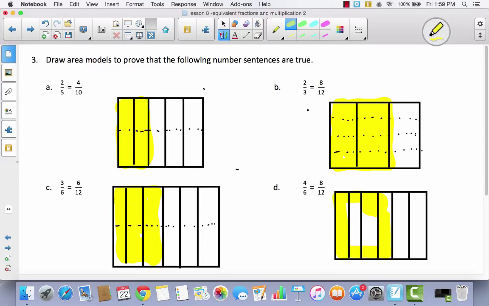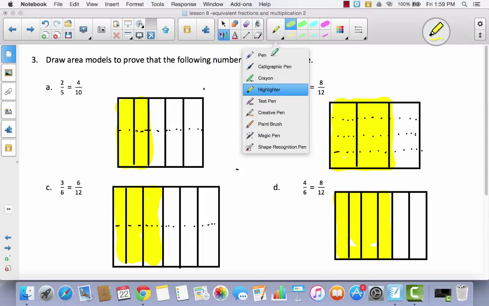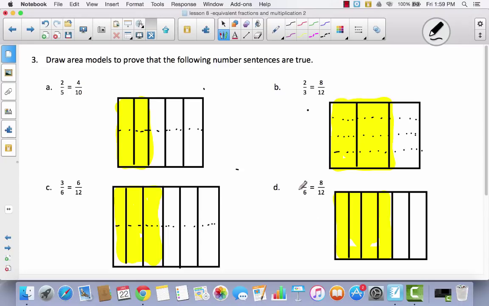All right, so now I have 4/6. So again, I'm decomposing these into 12ths. So when I look at my number of units, I went from 6 total to 12 total. So all I did was double. So I'm just going to divide this in half, just like I did the last one. Okay? All right, so let's just keep going here.